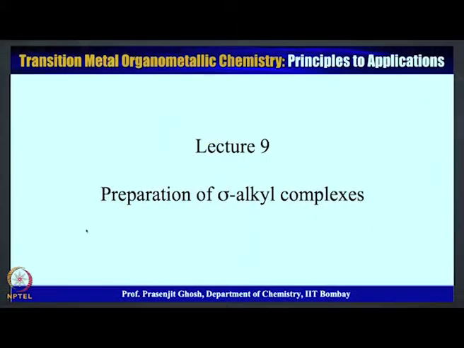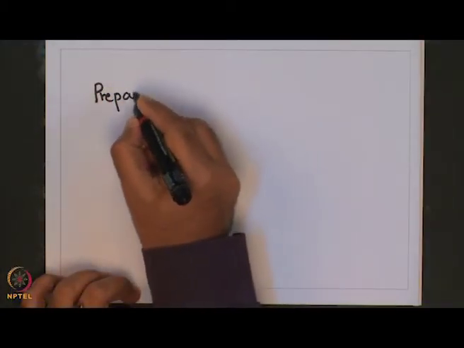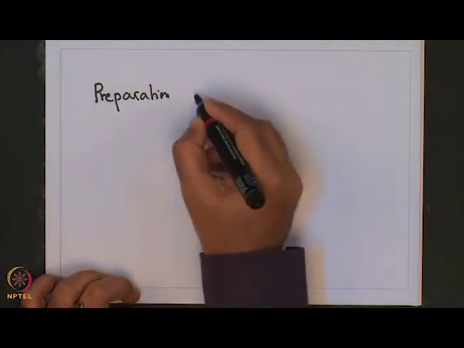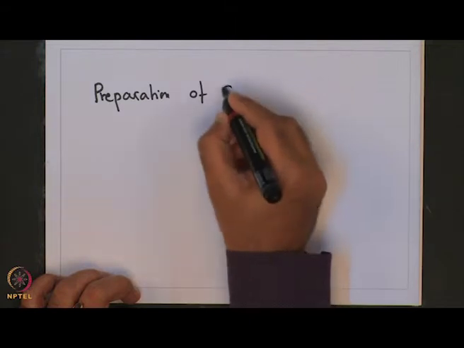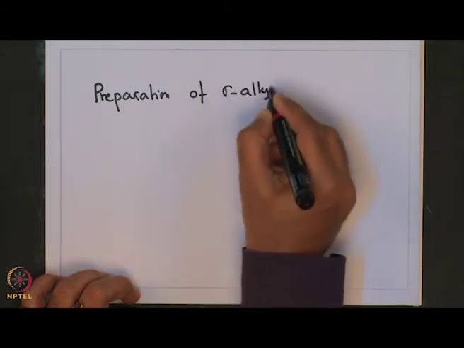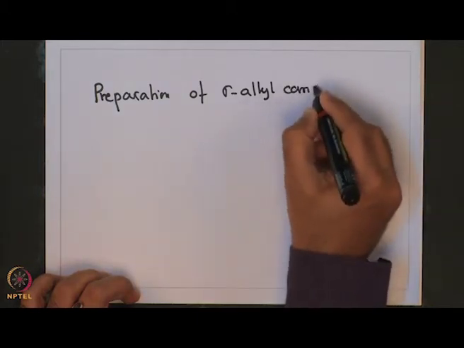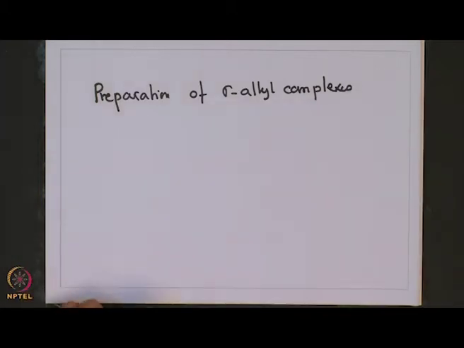To get a proper understanding of the metal sigma alkyl complexes, it is important that one be able to prepare them. So, preparation of sigma alkyl complexes is a very important topic as far as these kinds of organometallic complexes are concerned. And this lecture looks into the various methods that have been developed for preparing these sigma alkyl complexes.